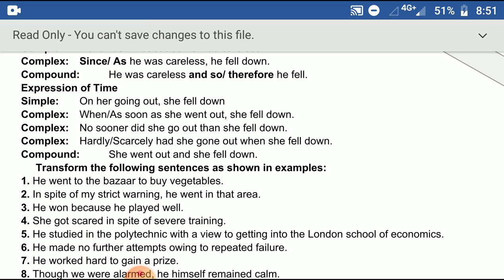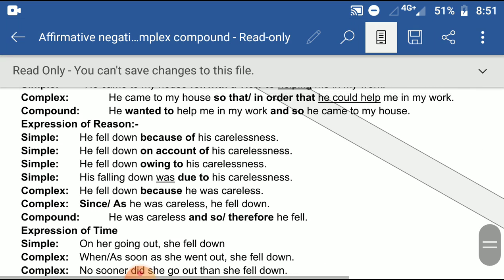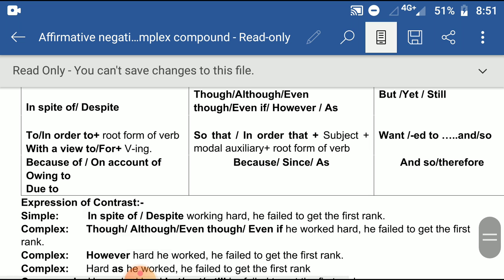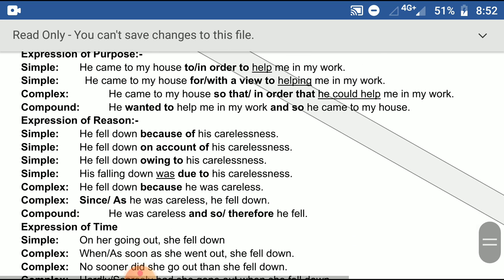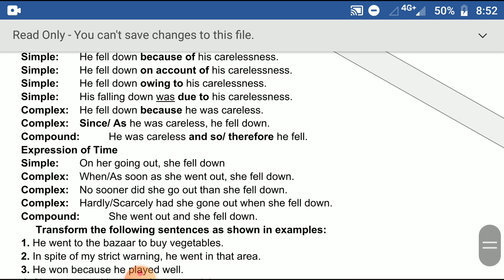If we want to make it a complex sentence, we have to use the subordinate conjunction so that or in order that. The sentence structure for so that or in order that is given here: so that or in order that plus subject plus modal auxiliary, plus root form of the verb. Can, could, should, would, must, might, have to, has to, had to are the modal auxiliaries. So here let us check what changes we make: he went to the bazaar so that, in order that, he, that is the subject, could, the modal auxiliary, buy, the root form of the verb, and vegetables as it is.